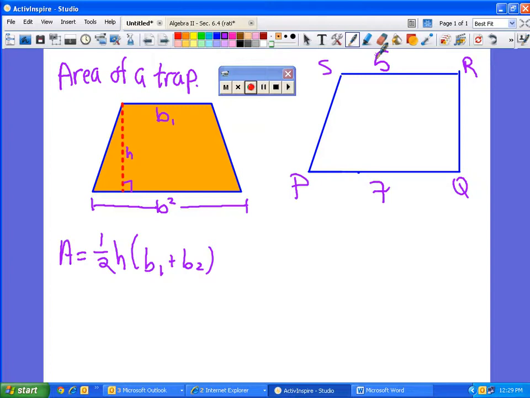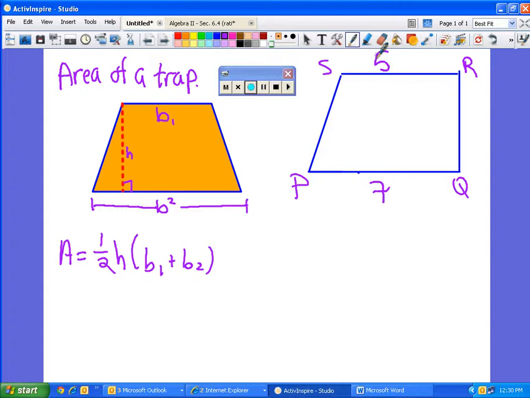Okay, I see no reason to do a different problem. Just do the same one again. Okay, do you understand so far what we have? Trapezoid. Okay. What do you need in order to find the area of a trapezoid? Height.